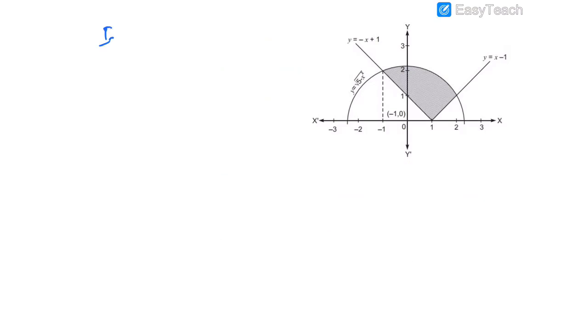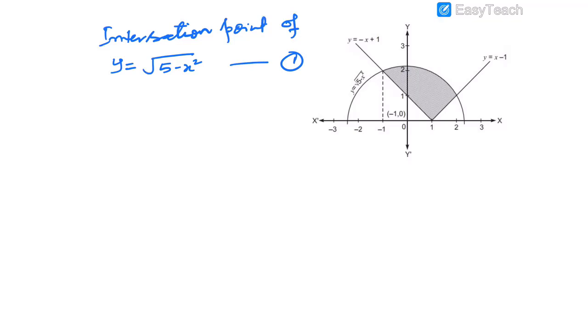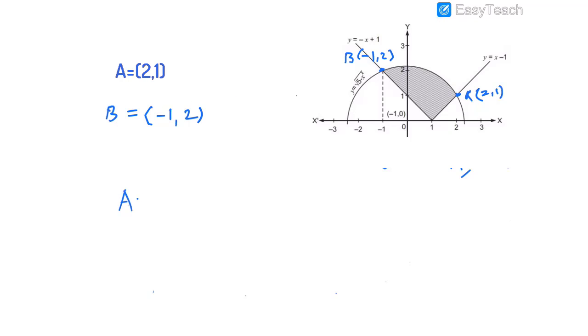Now we have to find the intersection point of this curve and the line. So we put y is equal to plus x minus 1 in this curve, y is equal to root 5 minus x square. We get the intersection points A and B. Therefore the intersection point A is (2, 1) and the point B is (minus 1, 2).